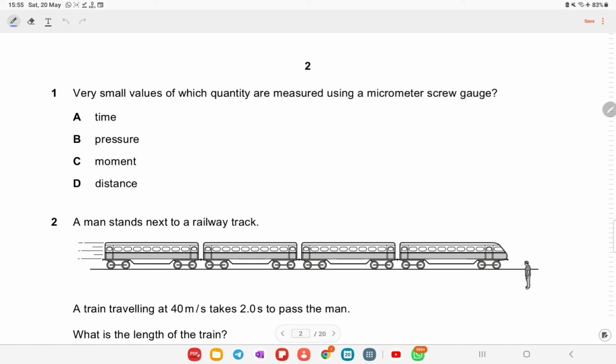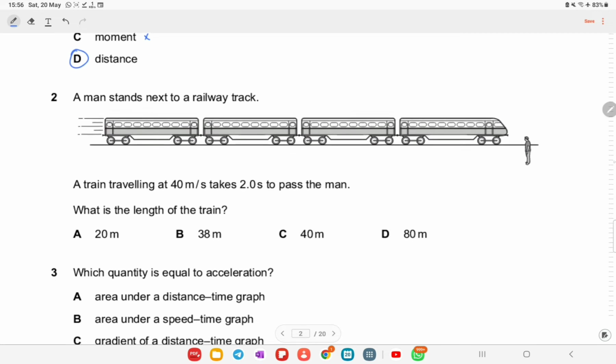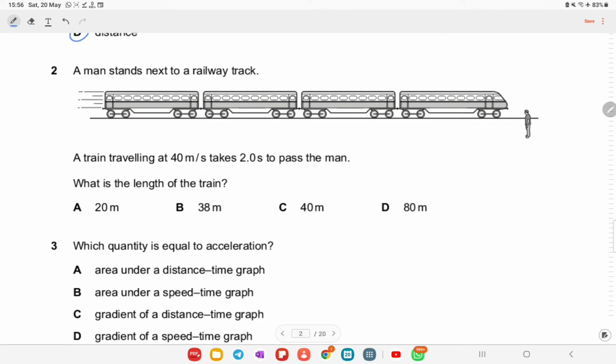So let's start off with question number 1, and it states that very small values of which quantities are measured using a micrometer screw gauge. Is it time? No, we cannot measure time with a micrometer screw gauge. Pressure is measured with a manometer or barometer. Moments? No, we cannot find moments either. So obviously it's going to be distance, like the thickness of pages or a wire, which we measure with the help of a micrometer screw gauge.